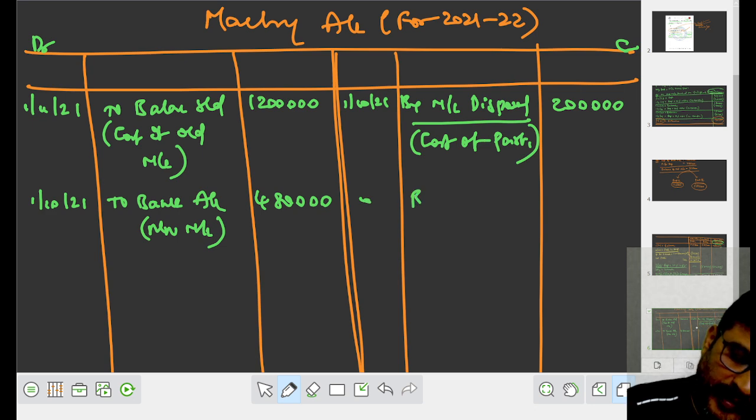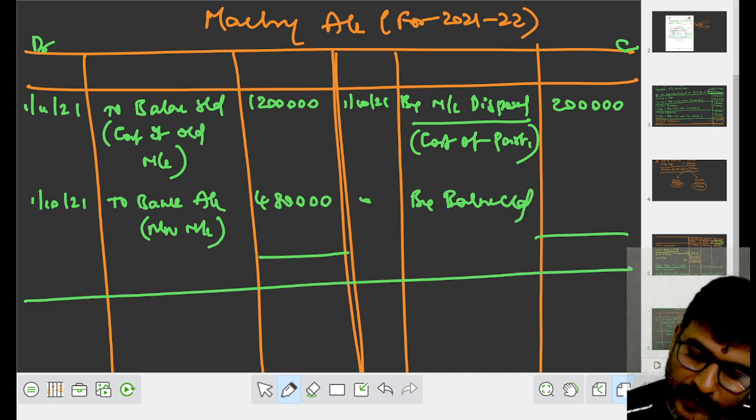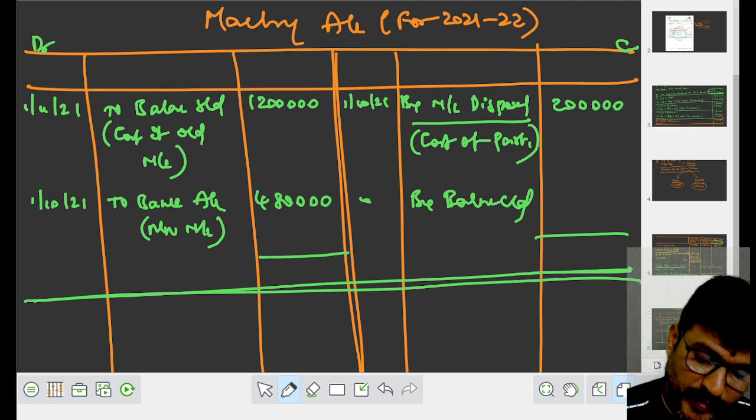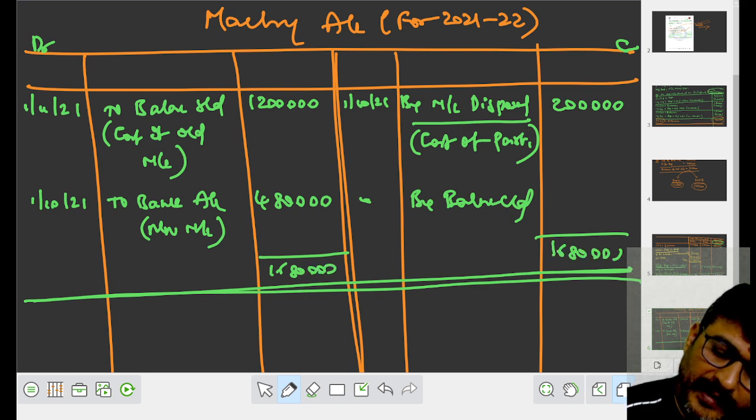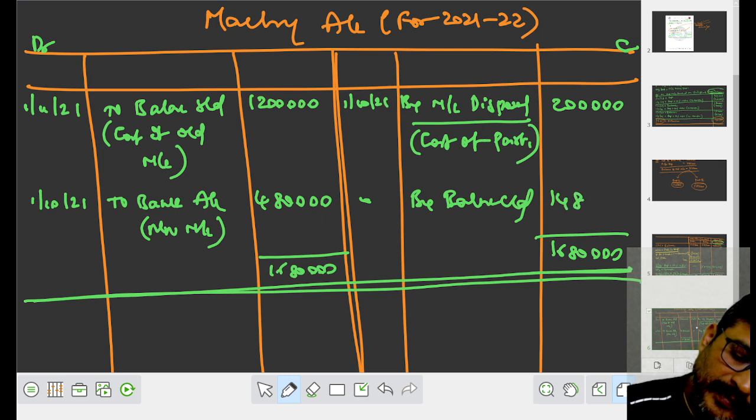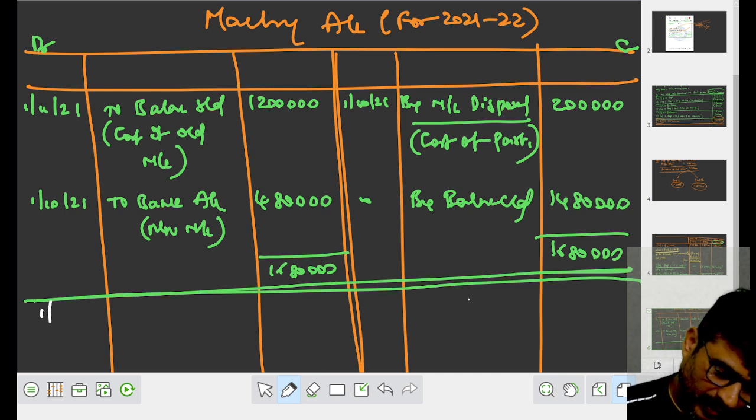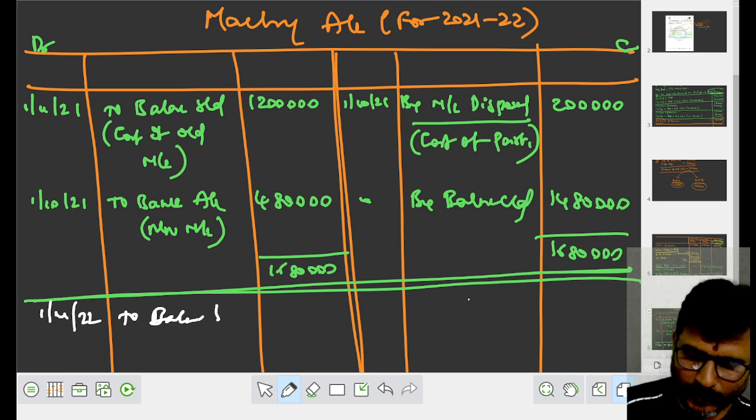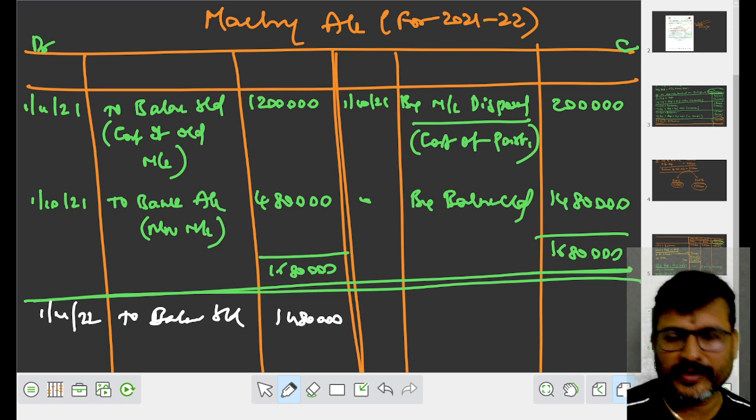Then dot for the dates. By balance carried on. Work out the total. How much are we getting? It is 16,80,000. It comes to rupees 14,80,000. Then we have to write on 1st April 22, to balance brought down, 14,80,000.